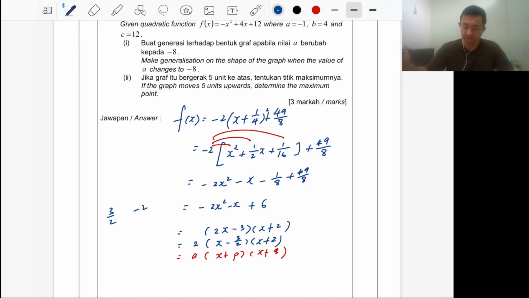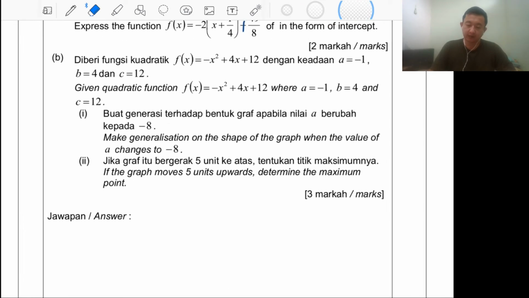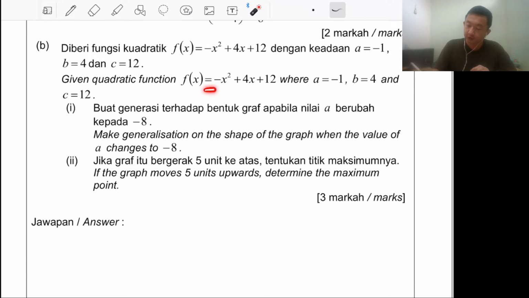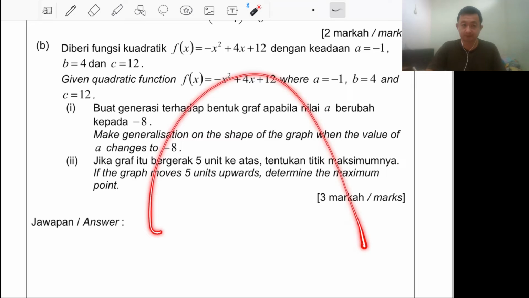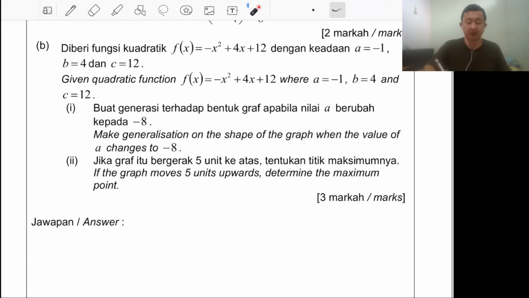Okay, now we look at B. Now if you look at B, we have a quadratic function where A, B, C is given. The coefficient of the quadratic. Make a generalization on the shape of the graph if the value of A changes to -8. Okay, it's -1, now it changes to -8. Negative sign only tells us the shape of the graph. If it's negative, N shape. If it's a positive value for A, it's a U shape for quadratic. So this is an N shape.